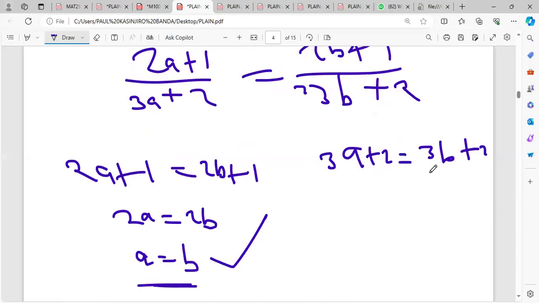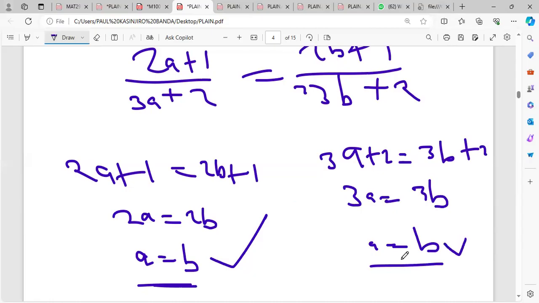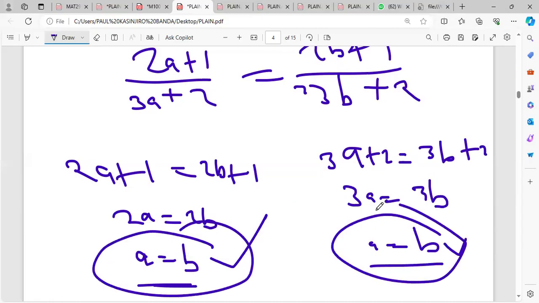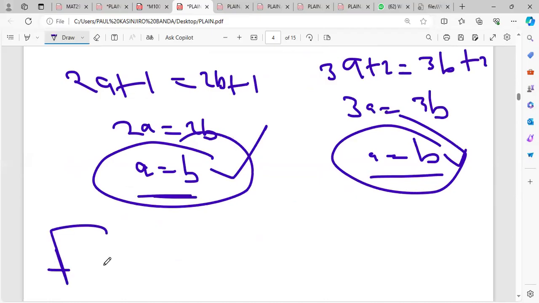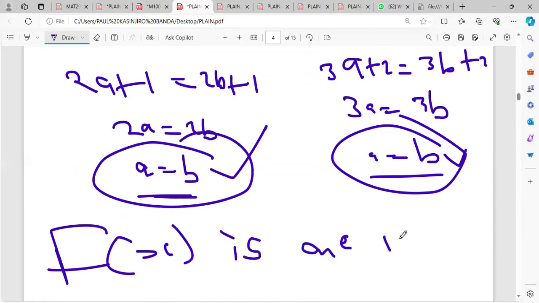Let's check the other one. Even here, you can see that I have 2 there. If this 2 follows the other, it will just be 0. So meaning I have 3a equals 3b, and this simply means that a is just equal to b. Okay, so even here it's satisfied. So since we have found that a equals b, it means that f of x is 1-to-1.